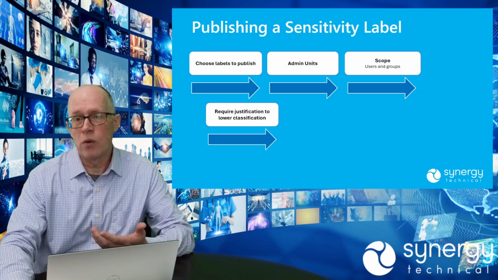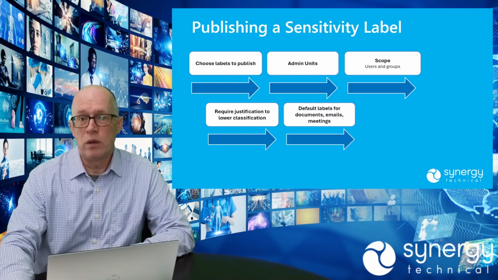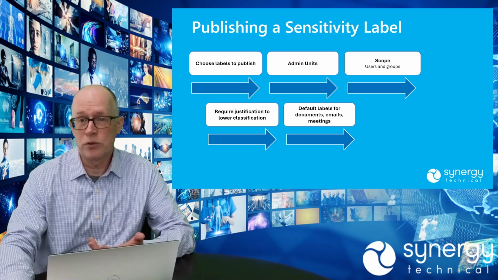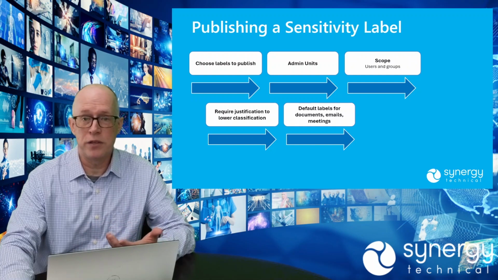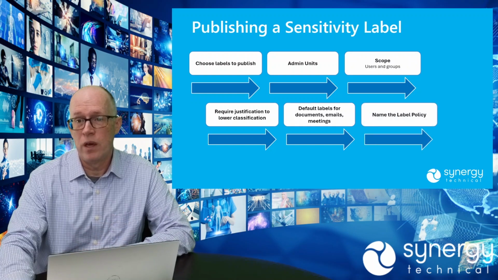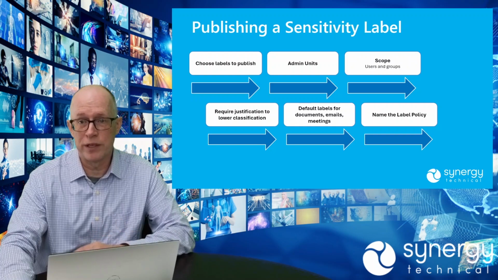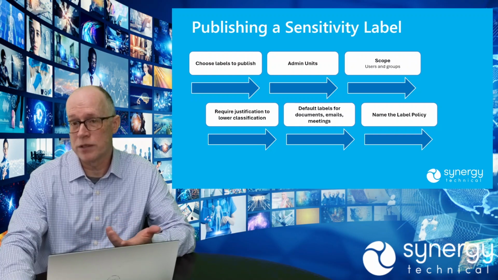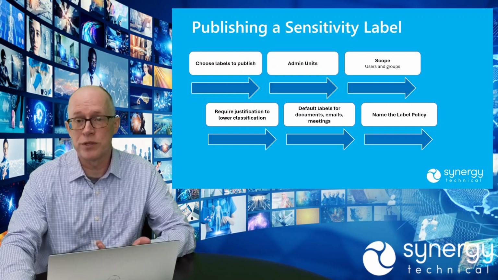And then, are we going to require a justification to lower the classification label? What are our default labels for documents, emails, and meetings? Are you going to require a default label, or are you going to let the user choose the label? And the last step in publishing a sensitivity label is to name the label policy. Once you've done that, the users will then be able to see the labels in their Microsoft 365 apps.